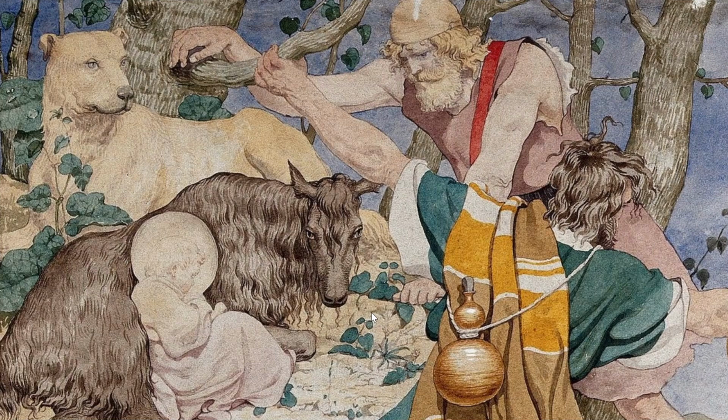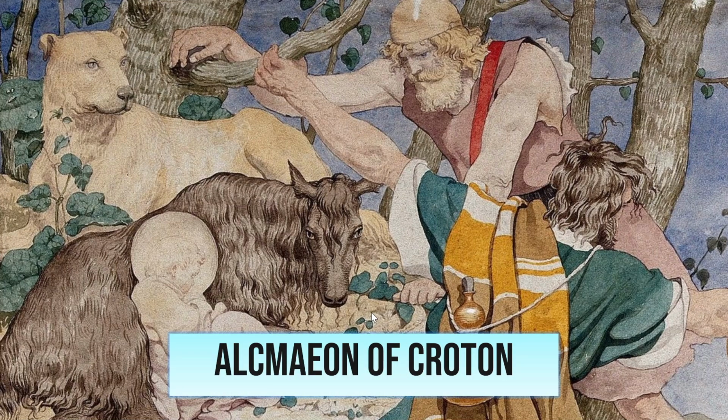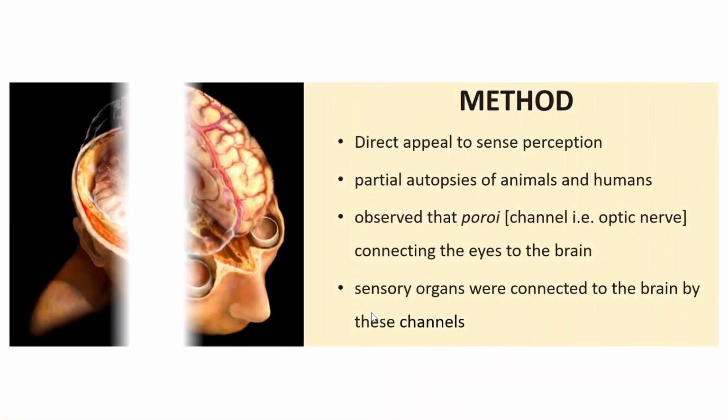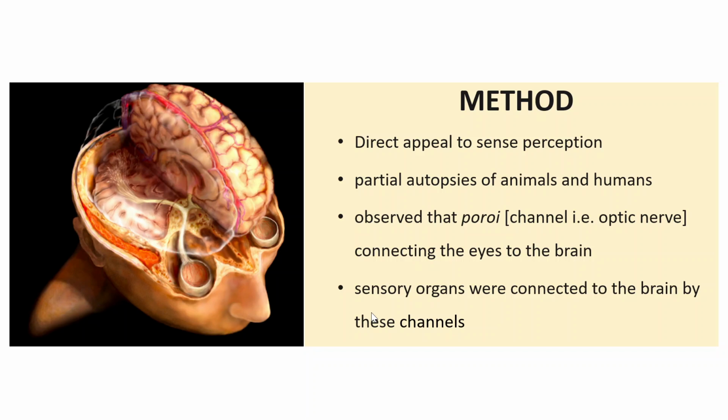Now we move on to Greece, and there we find a new researcher whose name is Alcmaeon of Croton. What did he discover? His method was direct sense perception. He did partial autopsies of animals and humans. And what did he observe? He observed that sense organs were connected to brain parts, especially your eye, which is connected to your brain through a wire-like structure. He called them poroi, or channels in Greek. In modern-day terms, this is called the optic nerve. He found out that all the sense organs are in one way or another connected to your brain.